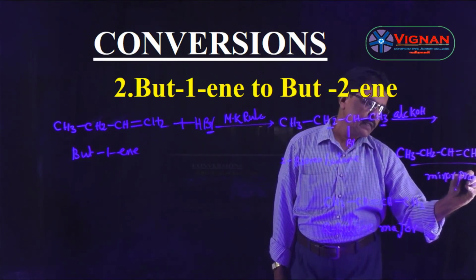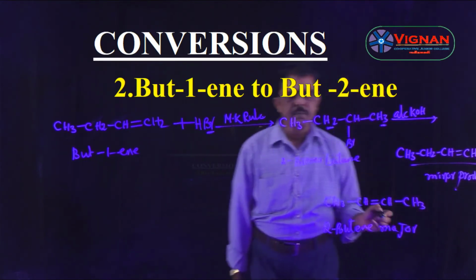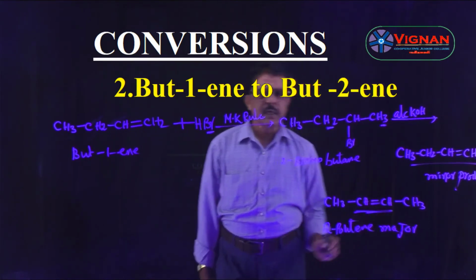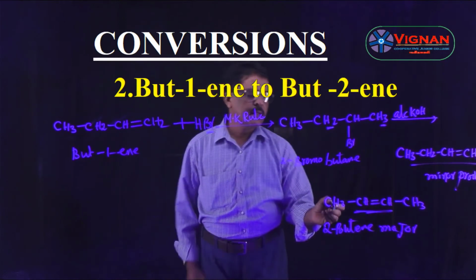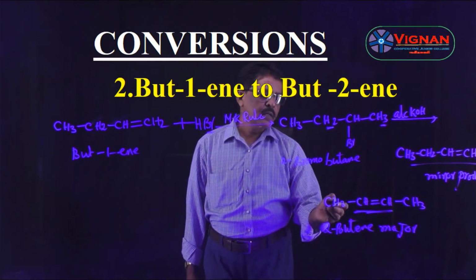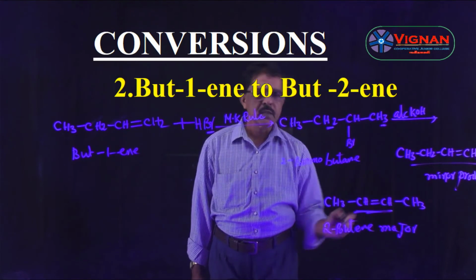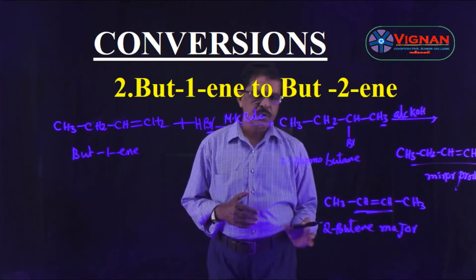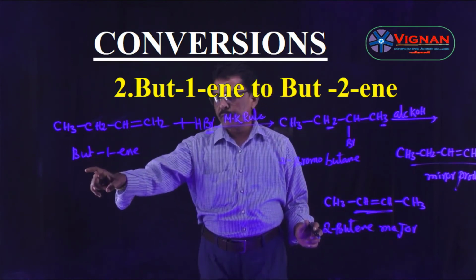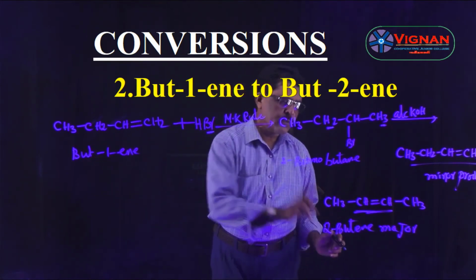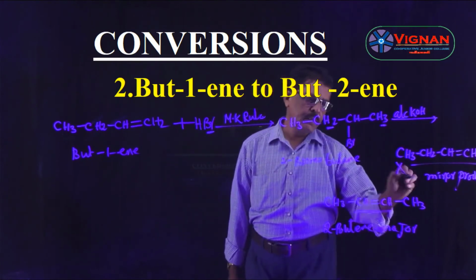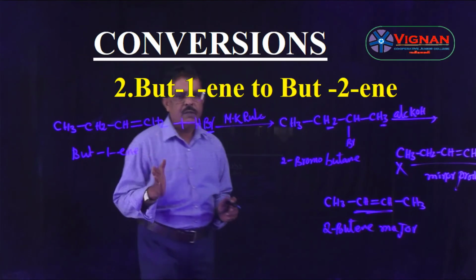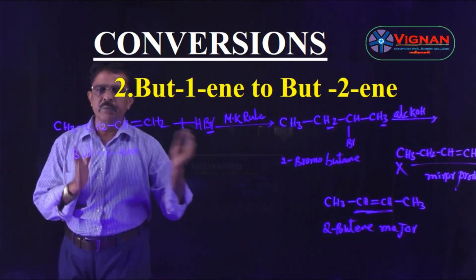Why is it a minor product? Because it is not a stable one, but this one is more stable, because this double bonded carbon atoms contain, this carbon contains one alkyl group and this carbon also has another alkyl group. Therefore this is the more stable. So conversion of 1-butene into 2-butene is like this. Right, understand? This is the conversion of 1-butene to 2-butene.